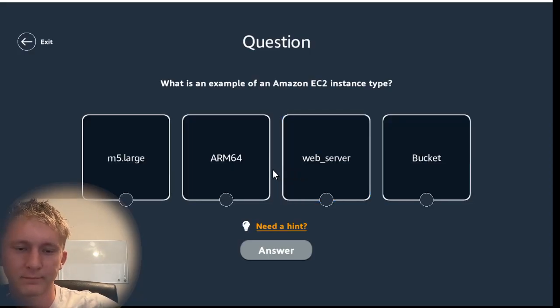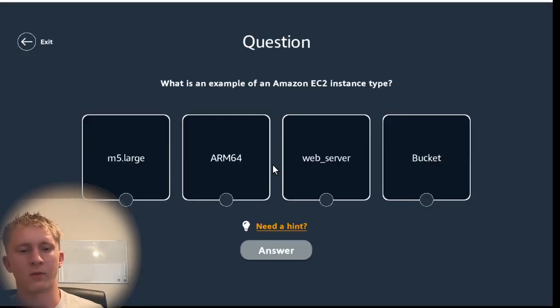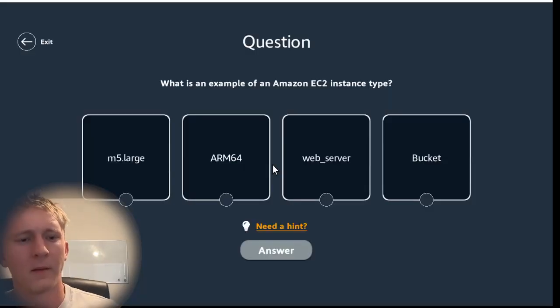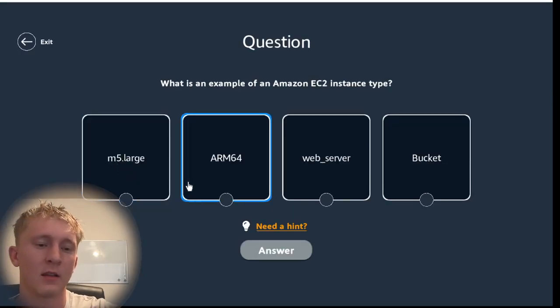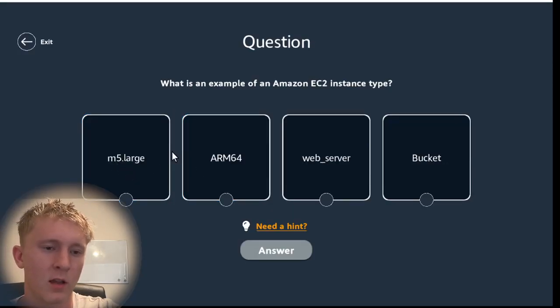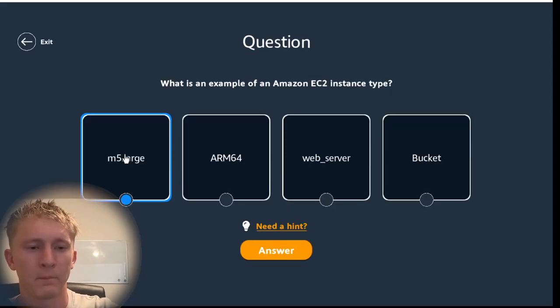I don't know. ARM64. You know, I've heard that term in other. I don't think that's right. I think that's a different term, but it is a term. M5 large, on the other hand, sounds like the T3 micro we were using yesterday. Actually, we might have made it M5 large yesterday. We might have changed an instance type. That's one of the 3 scenarios we had yesterday.